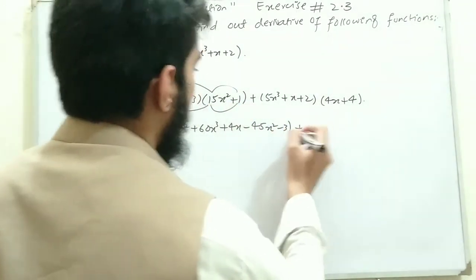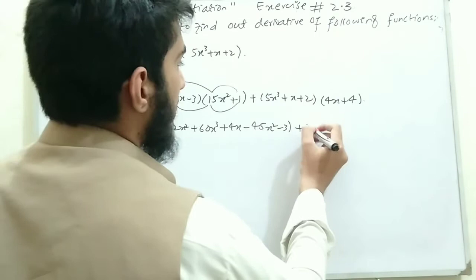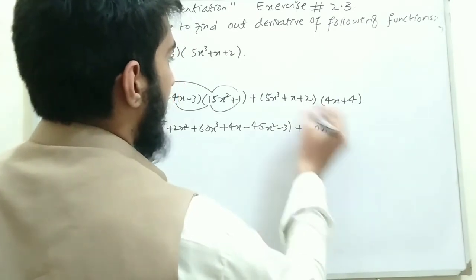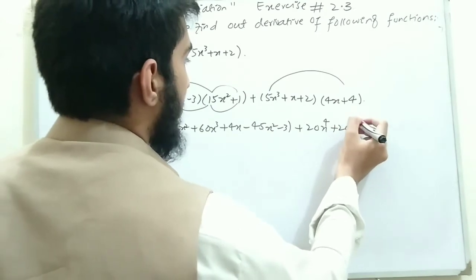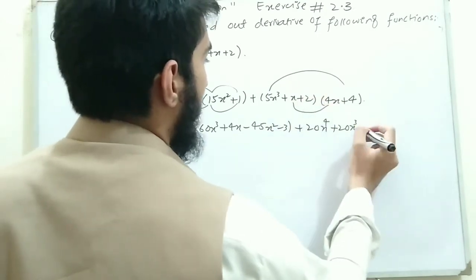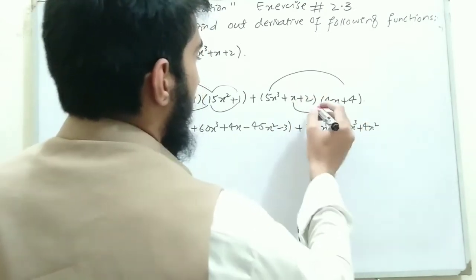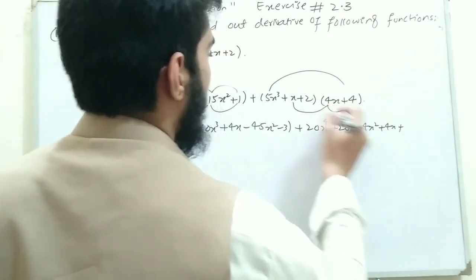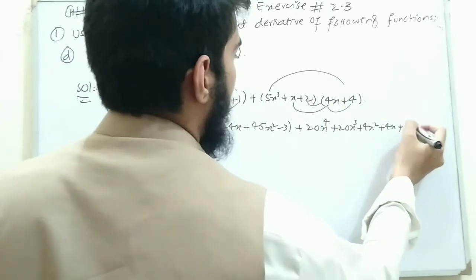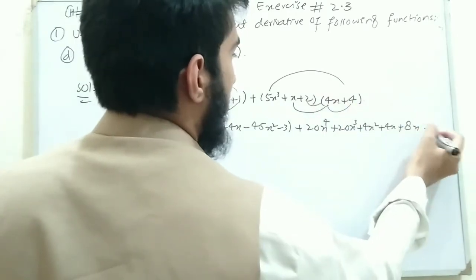After this, plus 5 times 4 gives us 20x^4, and plus 5x times 4 gives us 20x^3, plus x times 4 gives us 4x², and after this x times 4 gives us 4x, and after this 2 times 4 gives us 8x, and 2 times 4 gives us 8.